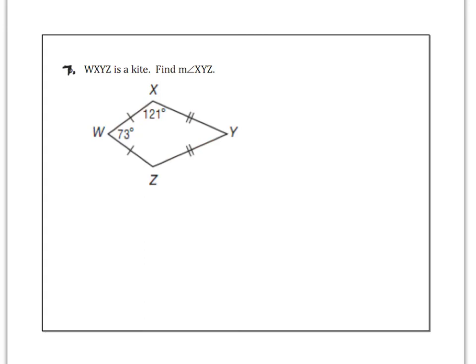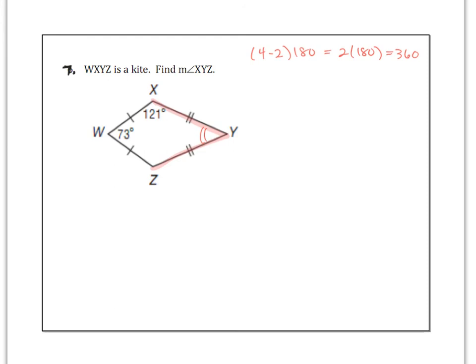Number 7, WXYZ is a kite. Find the measure of angle XYZ. So we are looking for XYZ. We're going to try to find this angle. Well, one of the things I know is it's a quadrilateral. So in a quadrilateral, it has 4 sides, and 4 minus 2 times 180 is 2 times 180, which is 360. So in other words, the angles inside of this kite have to add up to 360.